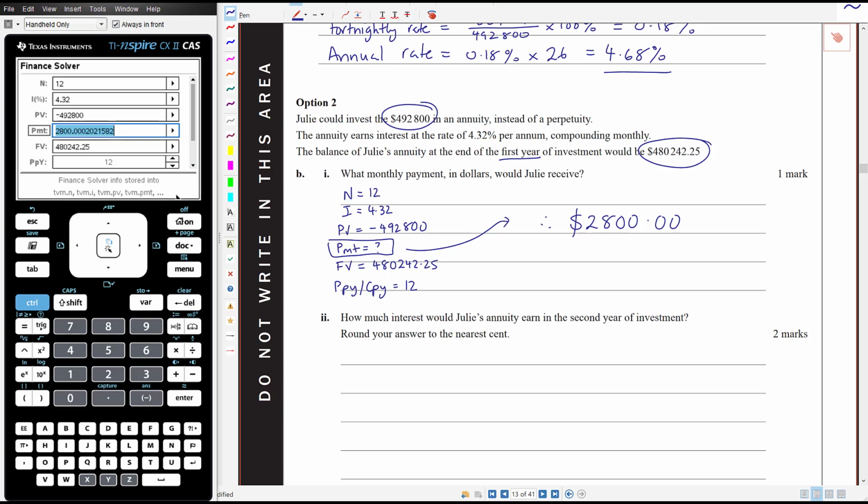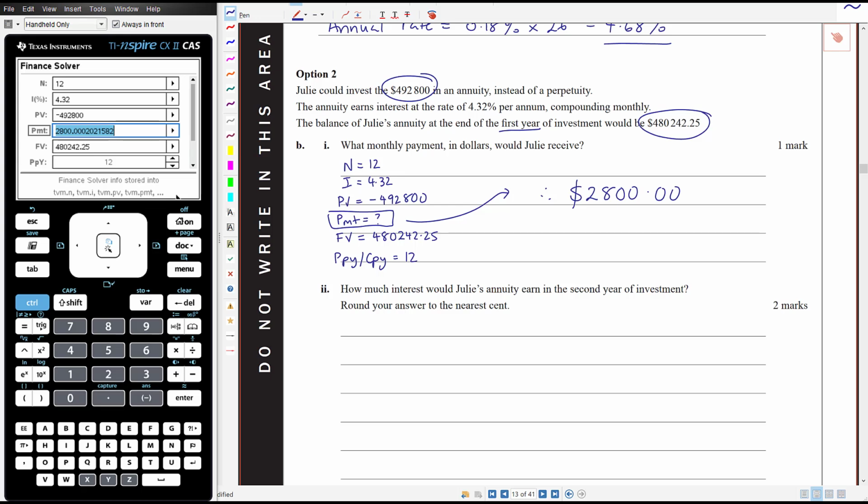Part 2. How much interest would Julie's annuity earn in the second year of investment? Okay, so the second year is from the end of the first year to the end of the second year. That is the second year. The first year is from the beginning to the end of the first year. So therefore we know that the value at the end of the first year is $480,242.25, and then we can work out using our finance solver the end of the second year.